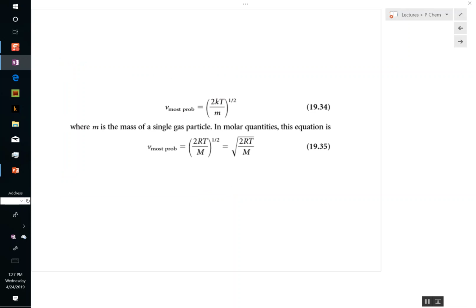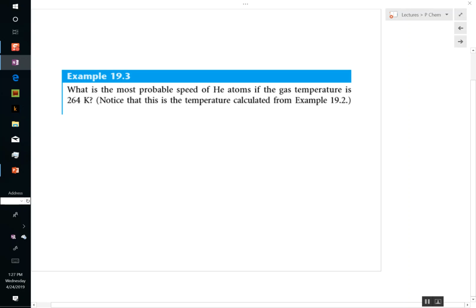Okay, there's also a most probable speed. That was the root mean squared. Here's the most probable speed. Very, very similar. You've got a factor of 2 here instead of 3. What is the most probable velocity of a particle under these conditions? So the other equation was 3RT over m. This one is 2RT over m. And we don't need to grind through this. Again, we're talking about helium. We're saying what is the most probable speed if it is at 264 K.